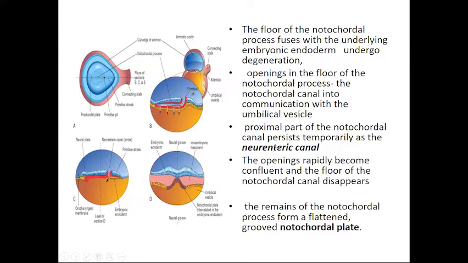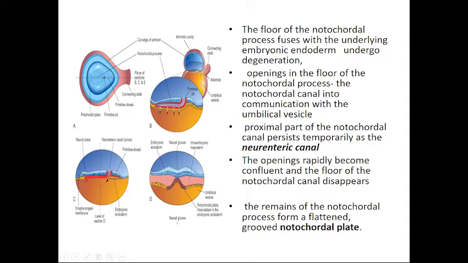The proximal part of the notochordal canal persists temporarily. This small portion of the canal is what we call the neuroenteric canal. This small canal is going to be there, because the rest is just finished. You just have one straight line, just a mass of cells, because the canal is no longer a canal, as the floor has dissolved away, and that becomes a continuity between the notochordal canal and the umbilical vesicle. The proximal part of this canal is still persisting, and that is what we call the neuroenteric canal. You can see it in this arrow.